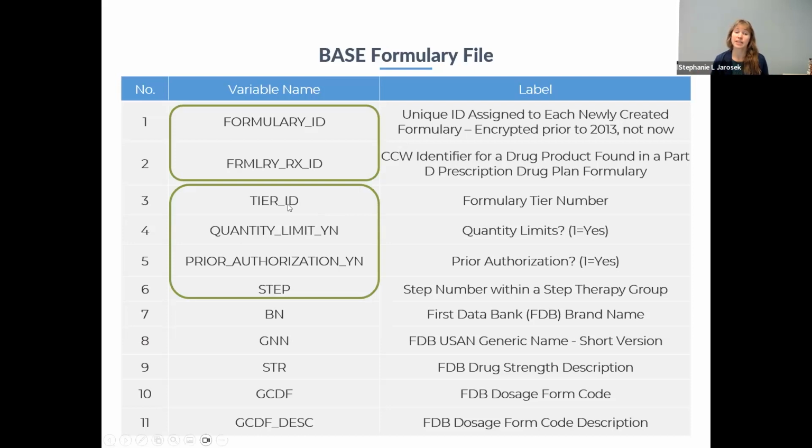You also get the tier number, which again tells you how the plan covers it. You have to use the tier number in conjunction with the plan characteristics tier file in order to know how that particular plan is covering that particular tier, but it does tell you the tier. And remember, most plans have 5 tiers, and so this will give you information on which tier this particular drug belongs to.